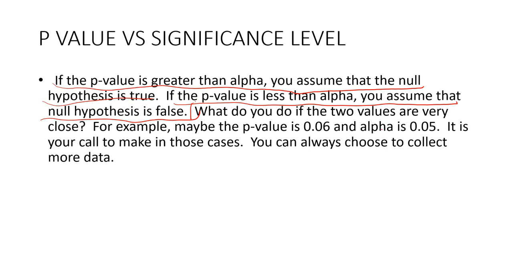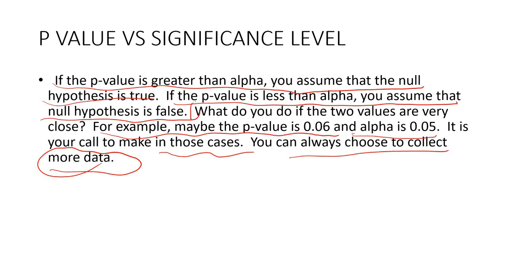Then what do you do if the two values are very close? For example, maybe the p-value is 0.06 and alpha is 0.05. They are very close. Then it's your call to make. In those cases, you can always choose to collect more data. If they are very close, you need to collect more data, and you need to analyze it again.